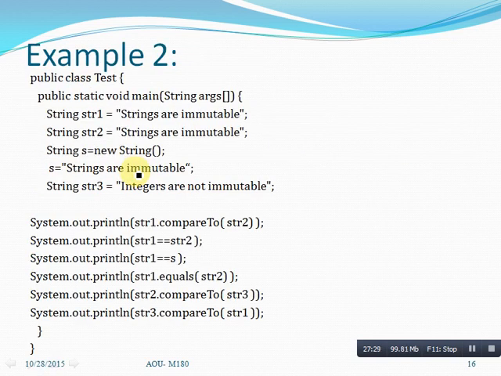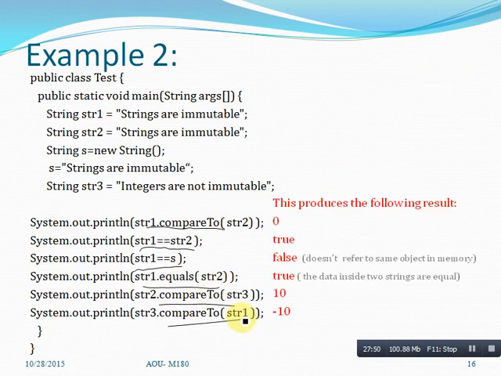Now this is a test example where two strings, str1 and str2, are created, and an S string is also created. Here there is a comparison by using the compareTo method, the equal operator, and equals. So the result of this is this one.